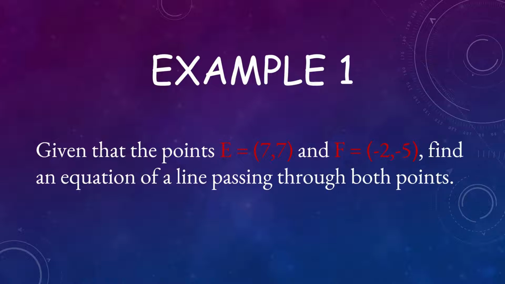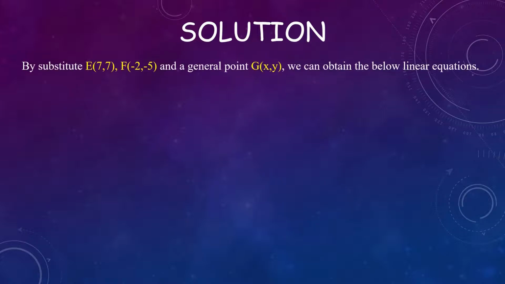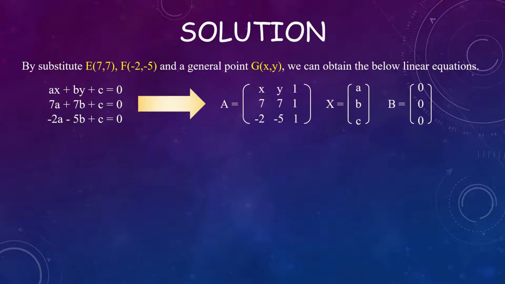Given that the points E (7, 7) and F (-2, -5), find an equation of a line passing through both points. In order to solve example 1, our first step is to substitute the values of E and F into the general equation, and then we will get a system of linear equations. From this system of linear equations, we generate the matrix form.